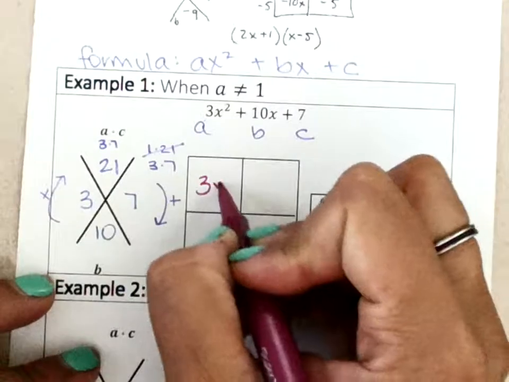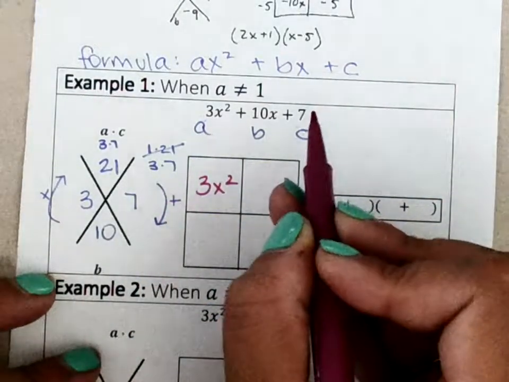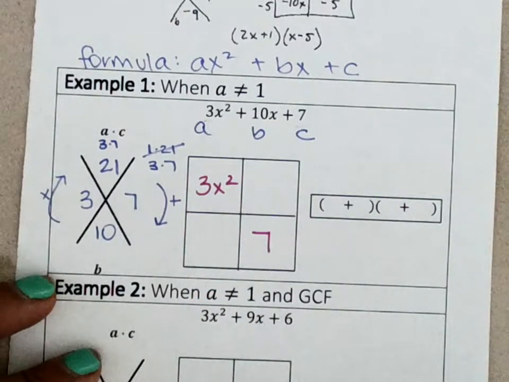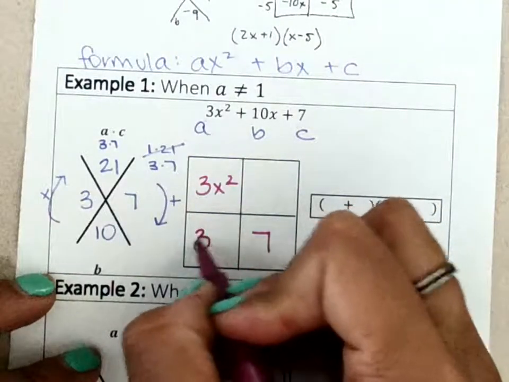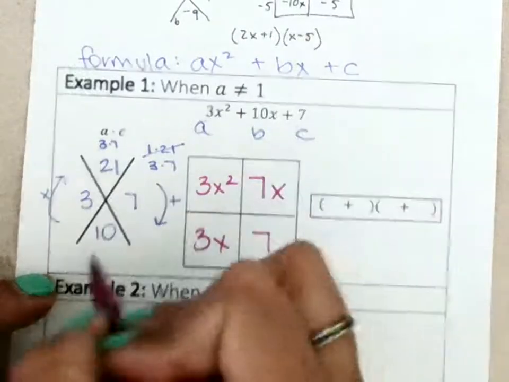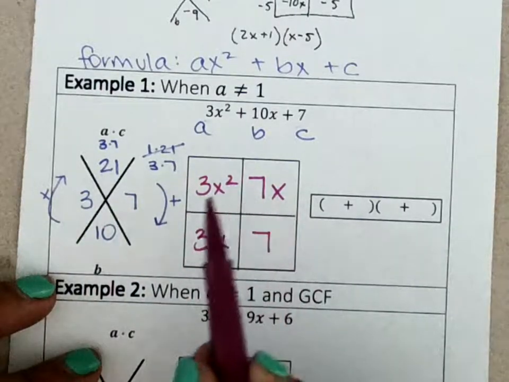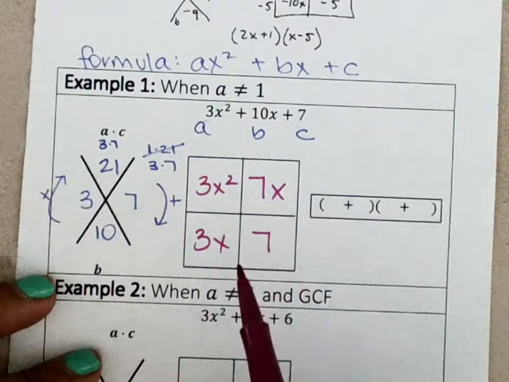First, we put 3x squared, our first term, in the upper left, and 7, our last term, in the lower right. We already know that our terms are 3x and 7x. Our factors are 3 and 7. So I'm going to go ahead and put those in our box. But what does that mean our factors are to make this?